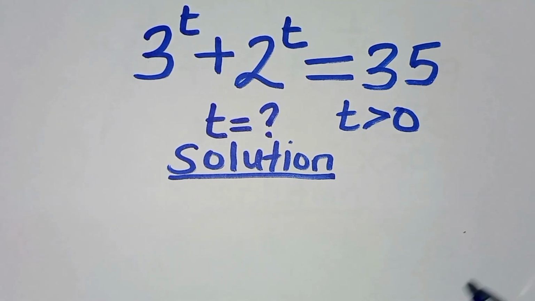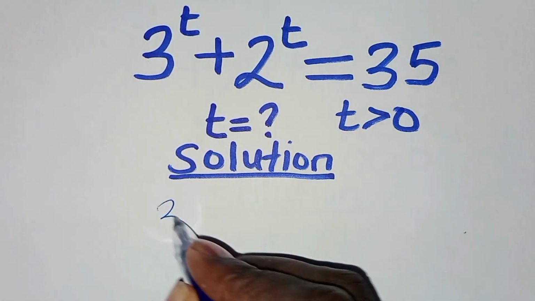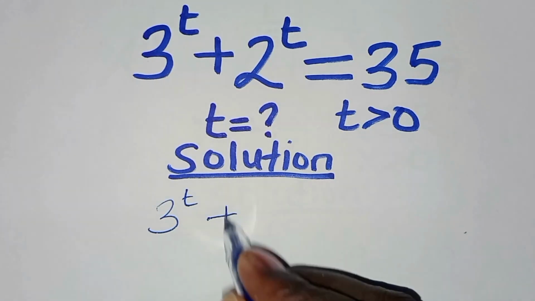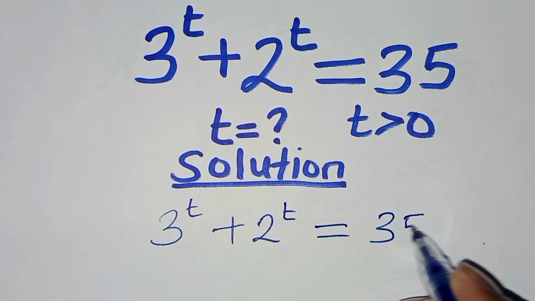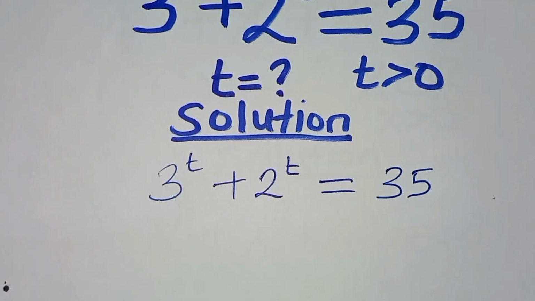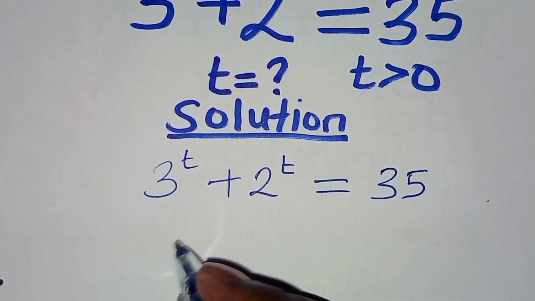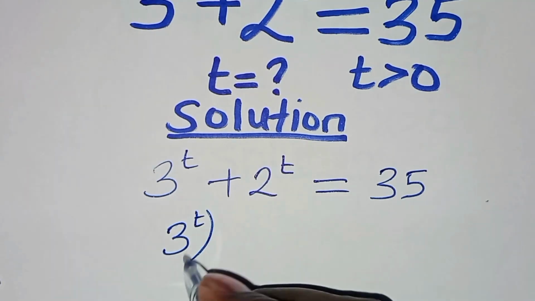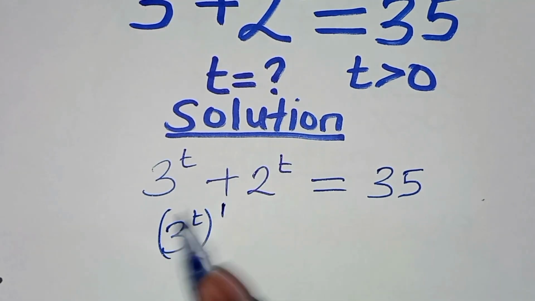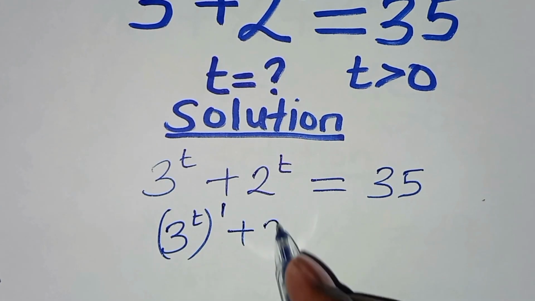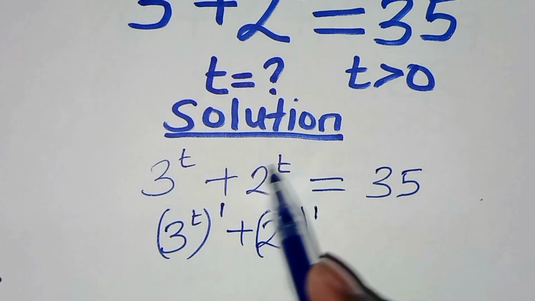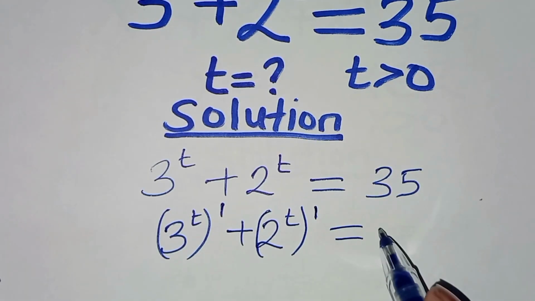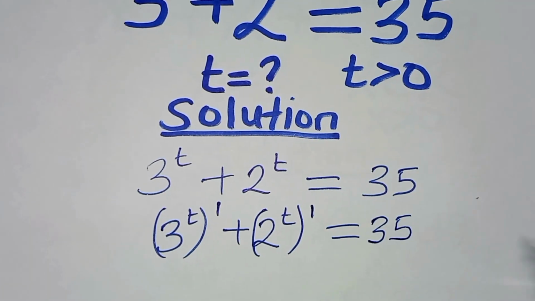Now solution from here, we have that 3 to power t plus 2 to power t, this is equal to 35. We can express 3 to power t as 3 to power t raised to power 1, which is the same thing, plus 2 to power t raised to power 1, which is the same thing as 2 to power t. This is equal to 35.